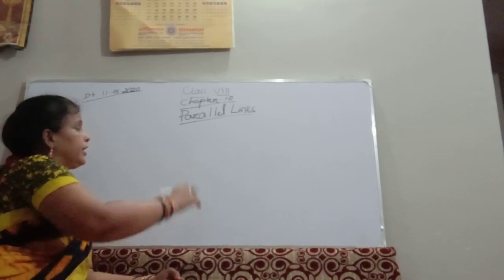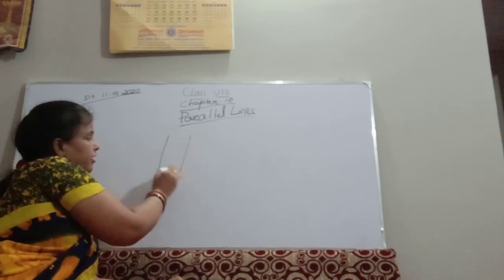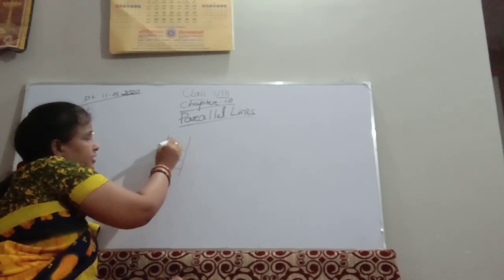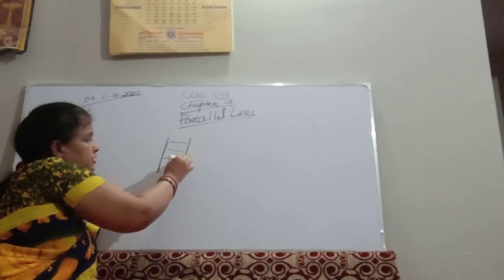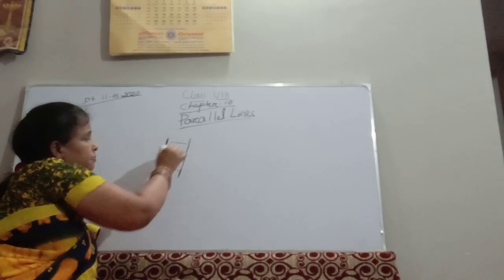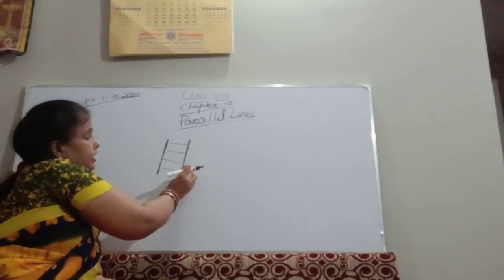As you know, a railway track is like this. A railway track whose plates are like this. So these two lines are parallel. These two lines are parallel. So a railway track is an example of parallel lines.